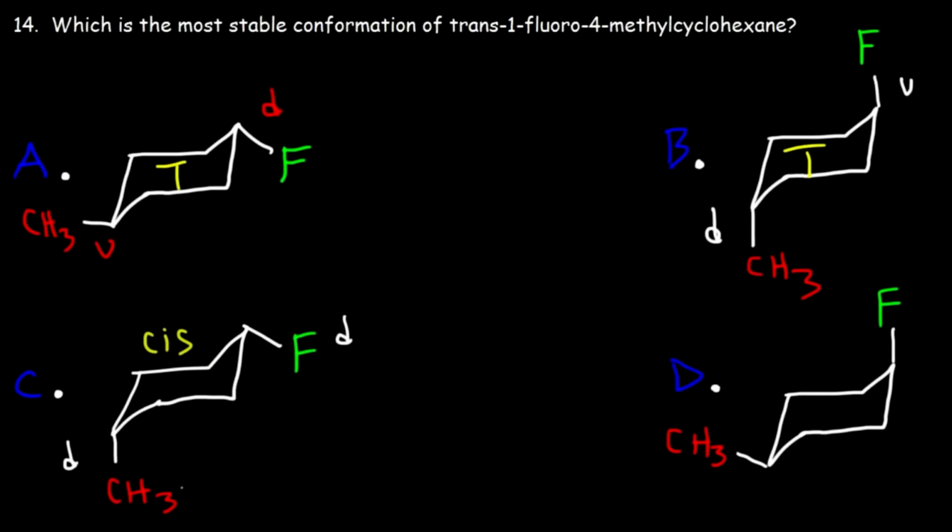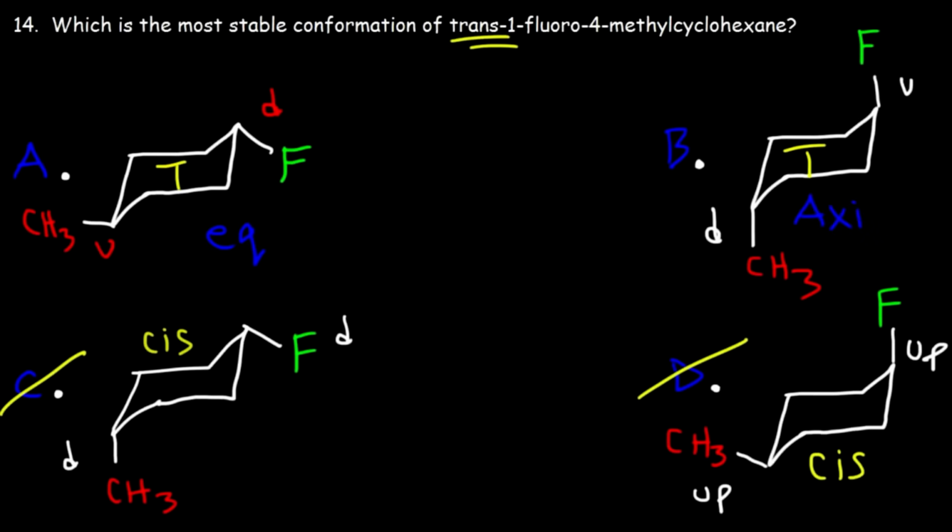Now for answer choice D, fluorine is in the axial up position, and methyl is in the equatorial up position. So they're in the same direction, so this also represents a cis isomer. So we can eliminate answer choice C and D. We're looking for the trans isomer. Now in answer choice A, both groups are in the equatorial position. In answer choice B, they're both in the axial position. Which one is more stable, axial or equatorial?